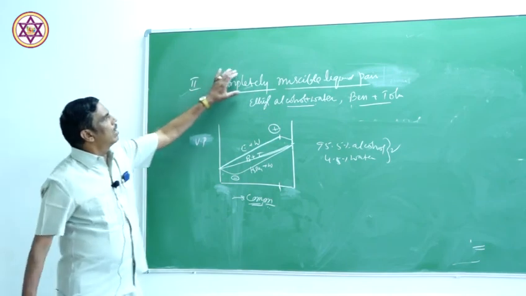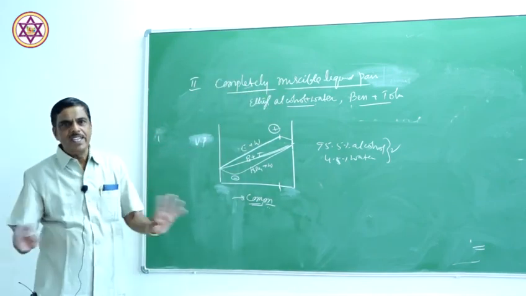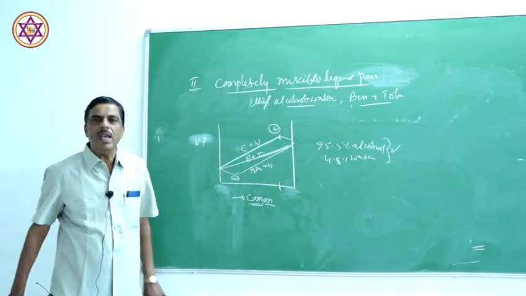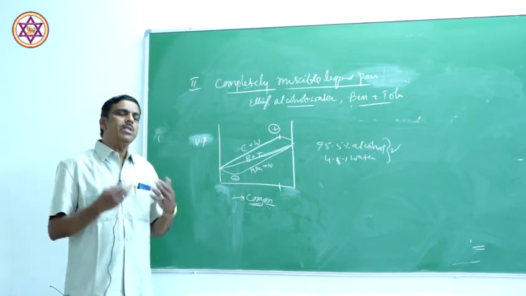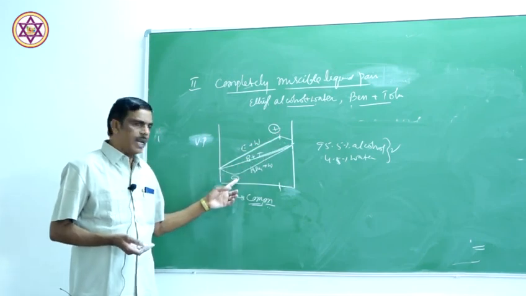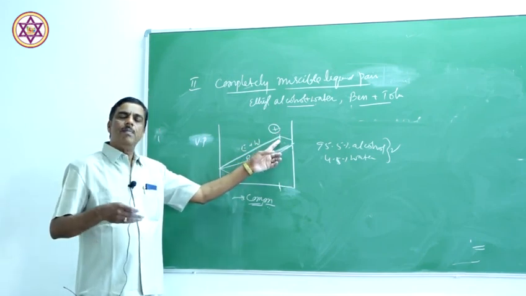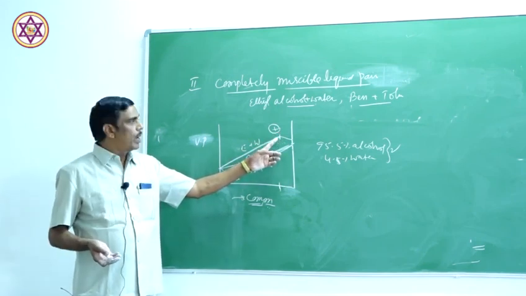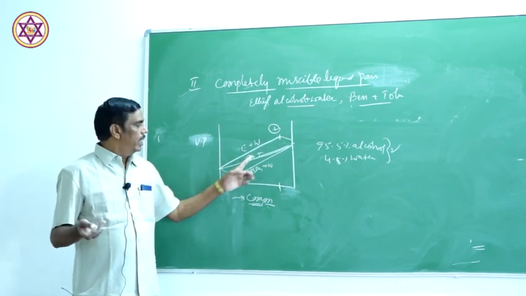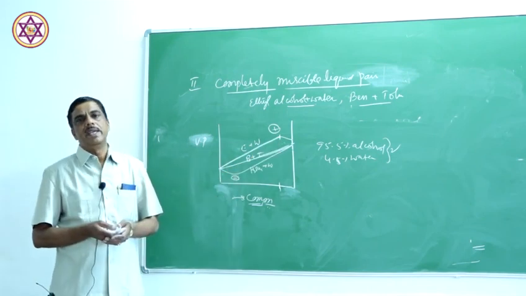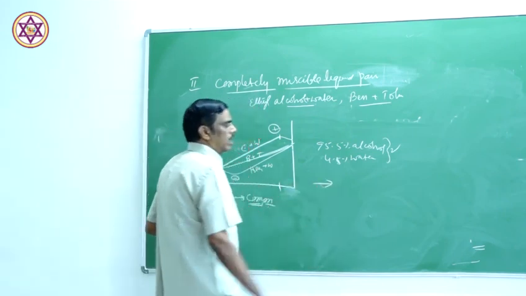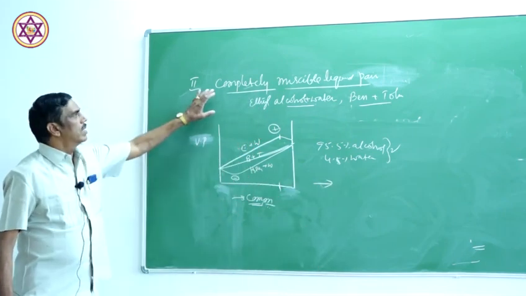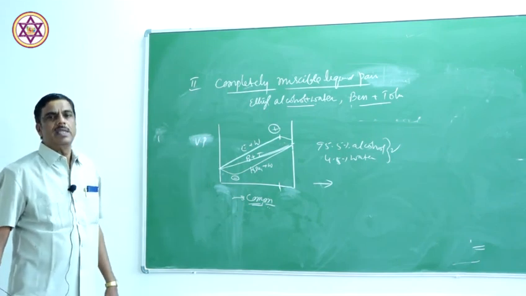Therefore, all completely miscible liquid pairs are not ideal. All of them do not obey Raoult's law. Some of them deviate from Raoult's law. The deviation may be positive or negative. So deviation from ideal behavior, positive deviation from ideal behavior and negative deviation from ideal behavior. So we shall discuss some more concepts of these completely miscible liquid pairs in the next video.